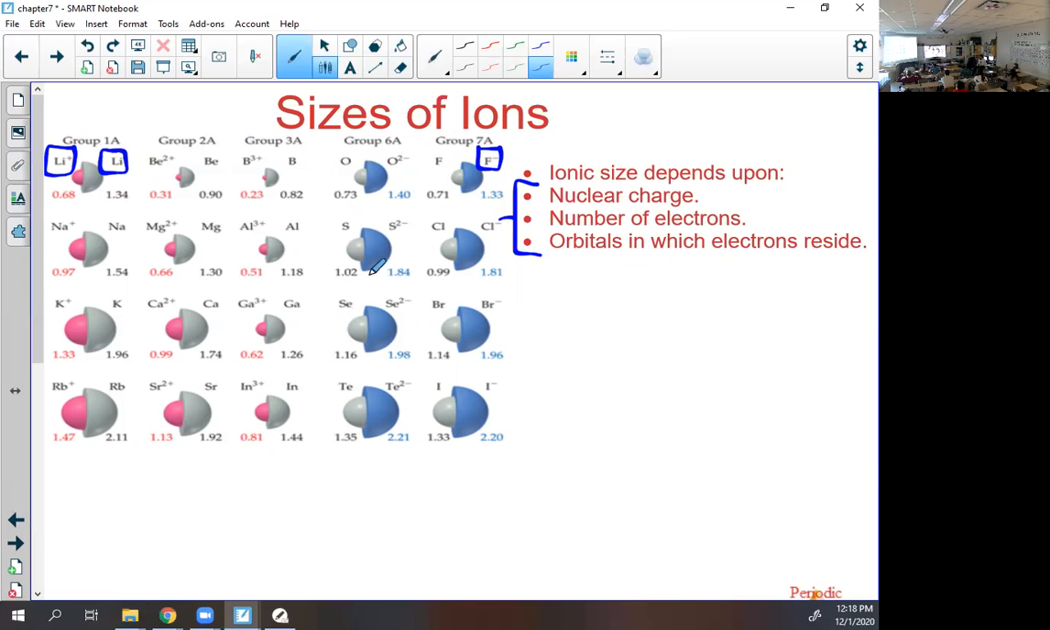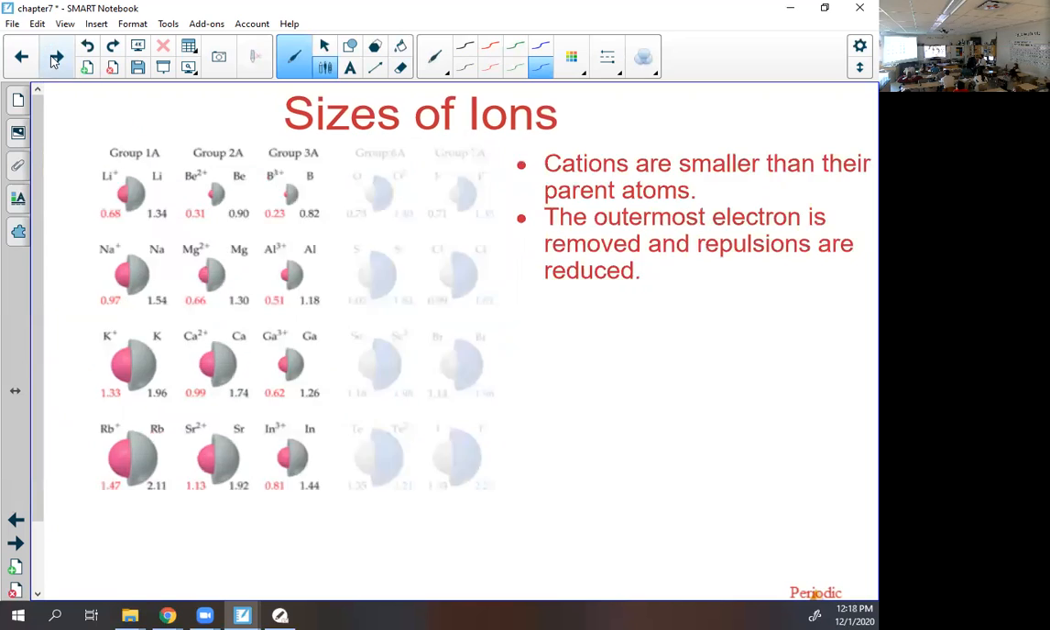Yep, that's pretty much it. And we're going to talk about why coming up. Okay, so cations are smaller than their parent atoms.